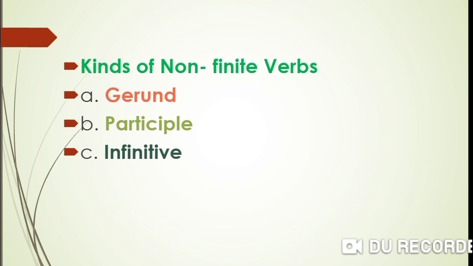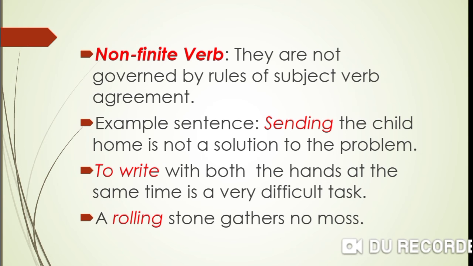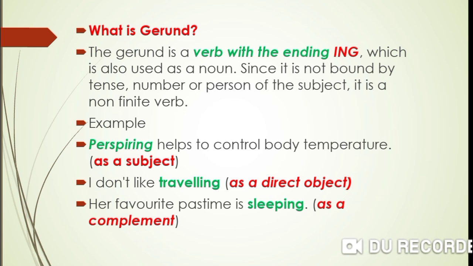Yes, you can see kinds of non-finite verbs. How many kinds? There are three kinds of non-finite verbs. First one is gerund, second one participle, and third infinitive. I have already told you that in to write with both the hands, to write is infinitive. So what is a gerund? The gerund is a verb with the ending ing, like the first example, which is also used as a noun. Since it is not bound by tense, number, or person of the subject, it is a non-finite verb.